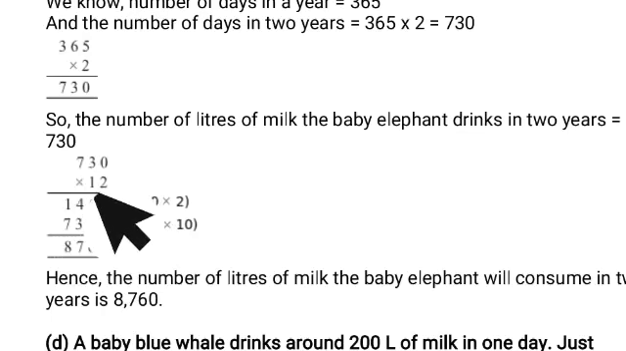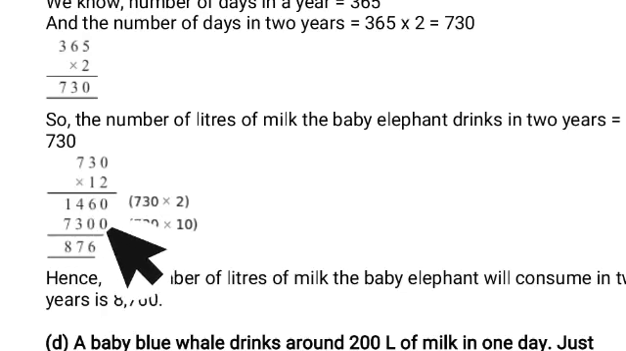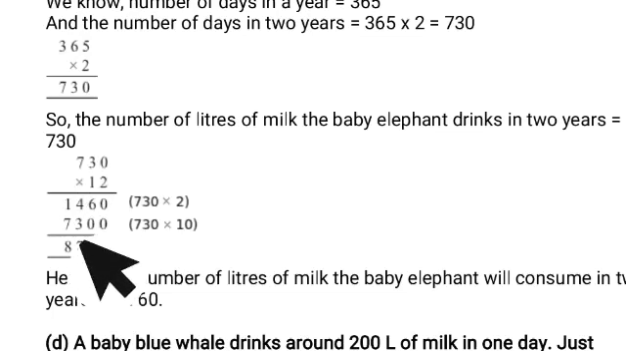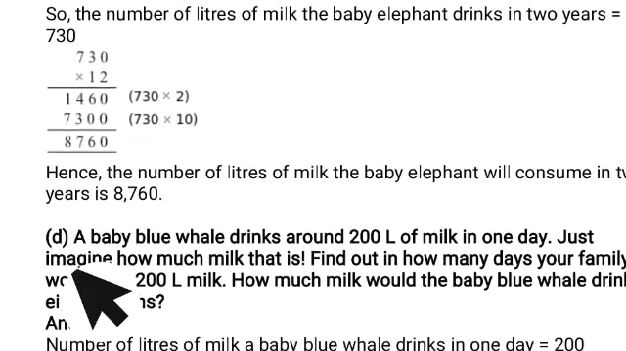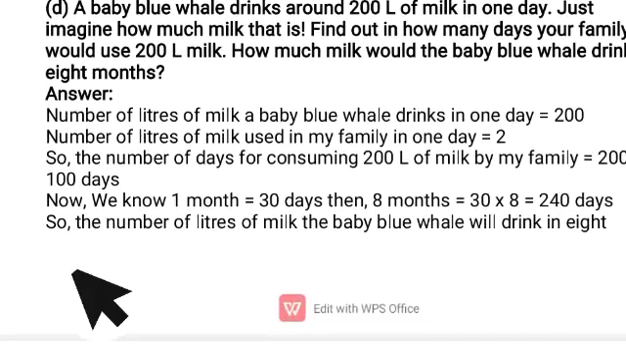To start multiplication of the tens digit, what do we have to do? First we have to keep one 0 over here, then we start, because it is the tens digit. So 1 multiplied by 0 means 0, 1 multiplied by 3 means 3, and 1 multiplied by 7 means 7. So 0 plus 0 is 0, 6 plus 0 is 6, 4 plus 3 is 7, and 1 plus 7 is 8. So 8760 will be our answer.